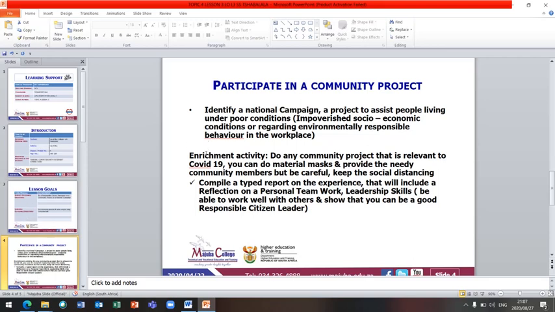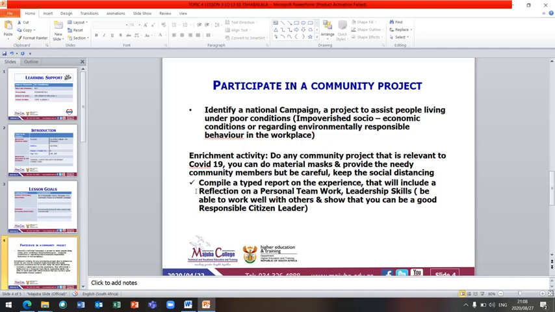So basically here it's about identifying a national campaign that you can engage in, or a project to assist people that are living under poor conditions. So you can do the following enrichment activity. Do any community project that is relevant to COVID-19. You can make material masks and provide them to needy community members, but be careful. Don't forget to keep social distancing. You can work in pairs.